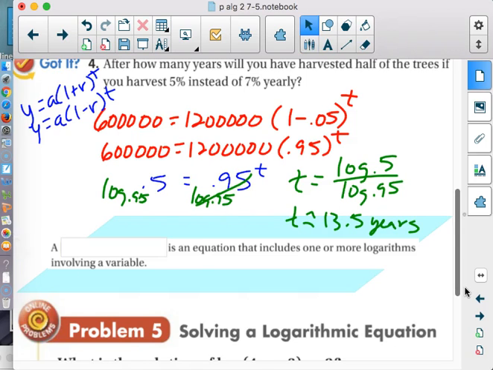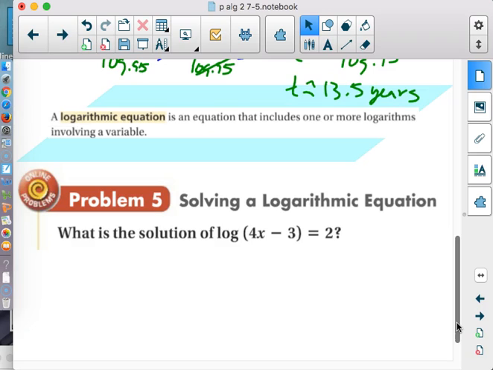So now, what else? A logarithmic equation is an equation that's going to come to us with logarithms already in it. So a logarithmic equation is an equation that includes one or more logarithms with some kind of variable.